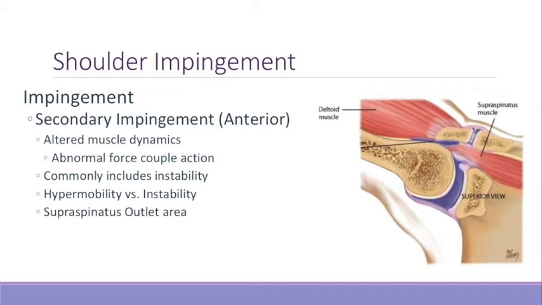Instability also occurs because the muscles controlling the joint are weak, or the force couples are unbalanced. A force couple is a group of muscles that will work together in a synergistic manner. If the muscles and the ligaments are unable to provide stability, there will be slippage, there will be instability.